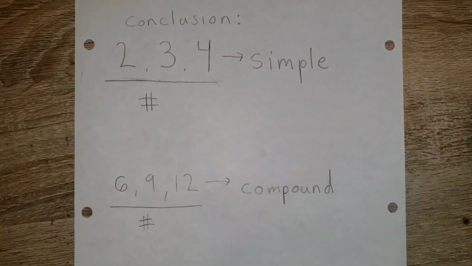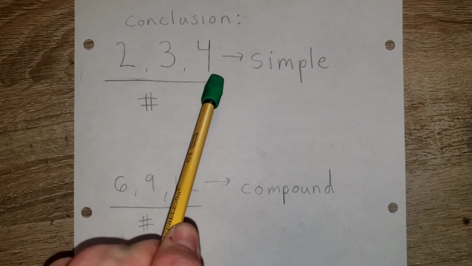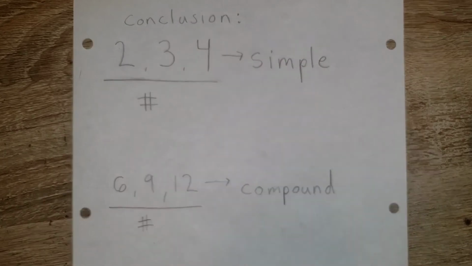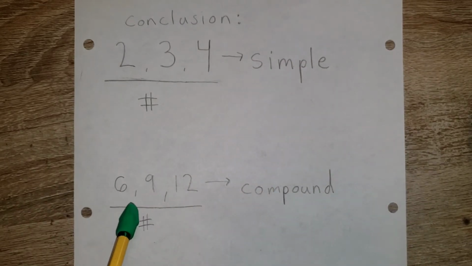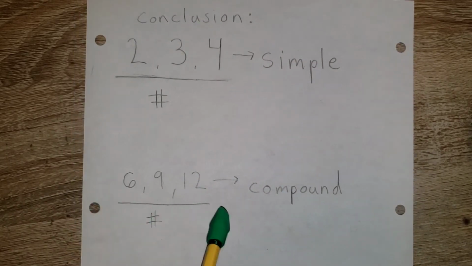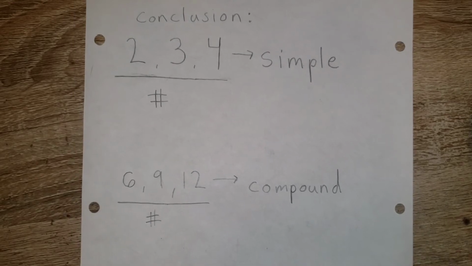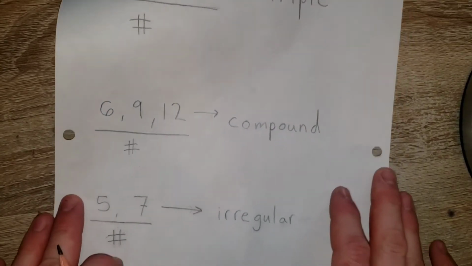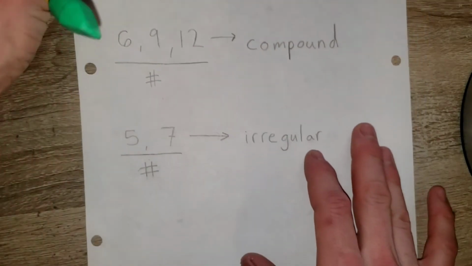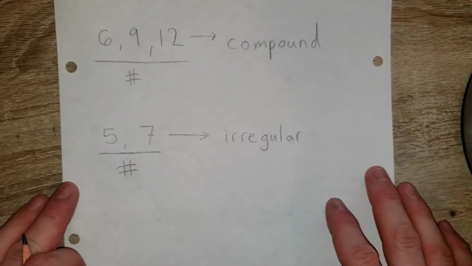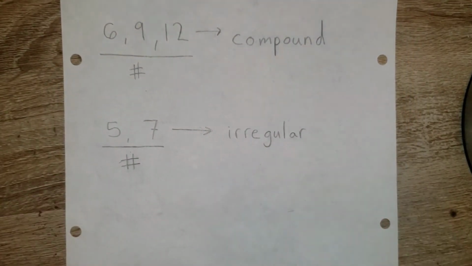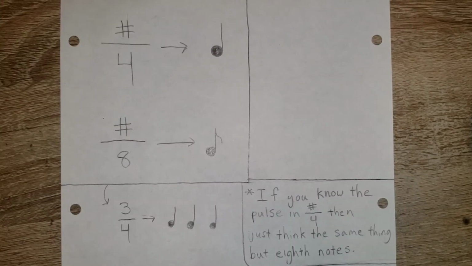Now let's conclude the ideas and the topics in those 3 time signature videos. If we have a 2, 3, or 4 on the top of our time signature, the top number, we have simple time. If we have a 6, 9, or 12 on the top of the time signature, we have compound. What we went over in the irregular time signature video was our 5 and our 7. If we have a 5 or a 7 on top, that is an irregular time signature.